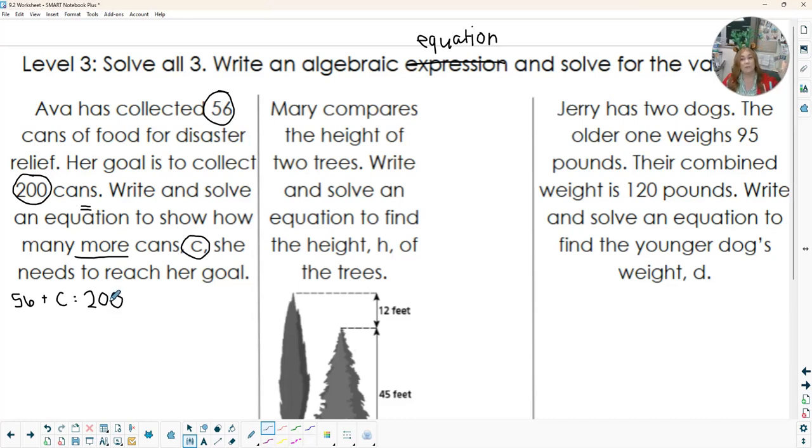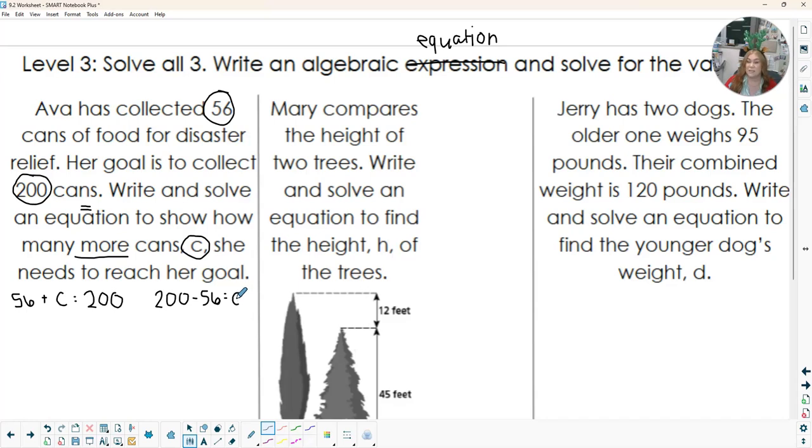Now, because it is an addition problem, we could also write it the opposite as a subtraction problem. We could take her total 200. And I can take away the 56, or I could take away the cans. It won't matter. So I could take away the cans, and that's going to equal 56. Or I can just say if I do 200 minus 56, that's going to tell me how many cans I need. So I know lots of us can solve this, 200 minus 56.